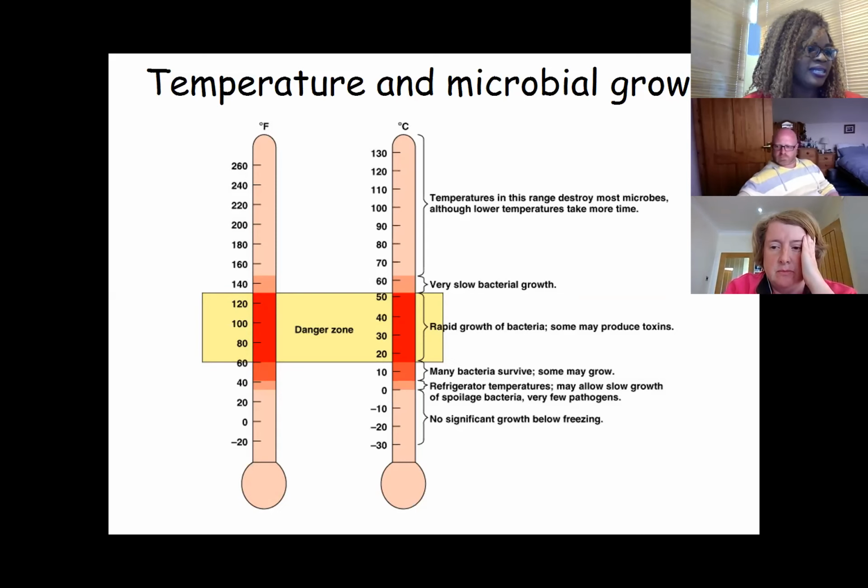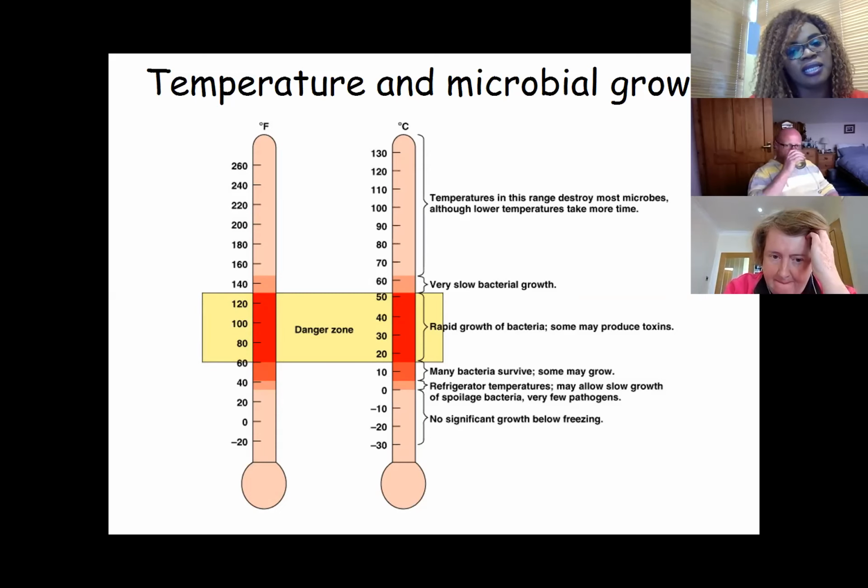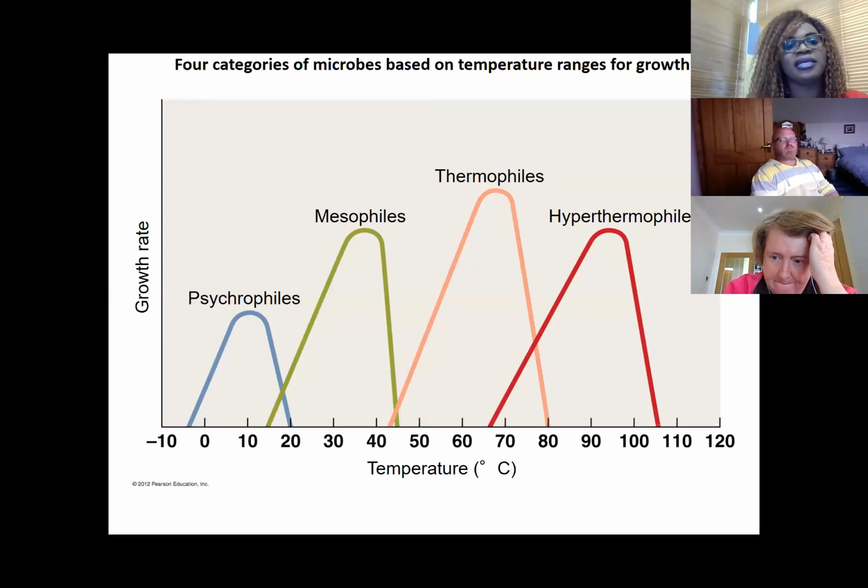All right, fantastic. Now, in terms of microorganisms and temperature, there are different classifications. So you have the psychrophiles, sometimes referred to as psychrotrophs, mesophiles, thermophiles, and hyperthermophiles. Remember, the ones that grow at body temperature, room temperature, are considered mesophiles.